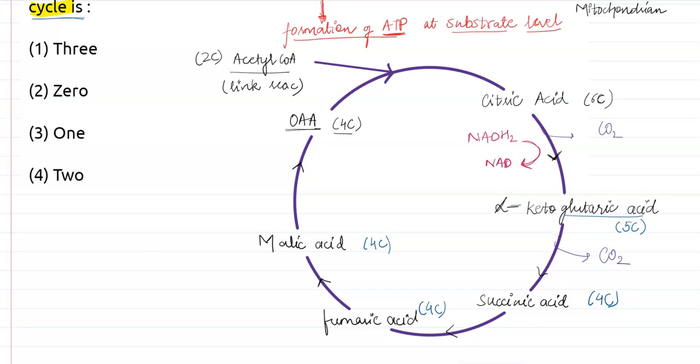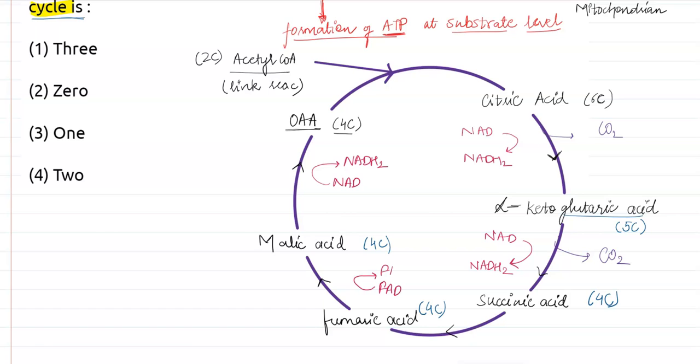NADH2 is also formed when alpha ketoglutaric acid is converted to succinyl coenzyme A. From here NADH2 is also formed when malic acid converts to oxaloacetic acid. यहाँ पर भी NADH2 बनता है. ठीक है. Now remember here that जब fumaric acid से malic acid बनता है तो यहाँ पे instead of NADH2 एक FADH2 रिलीज होता है. ठीक है. FADH2 बनता है from FAD instead of the NADH2.